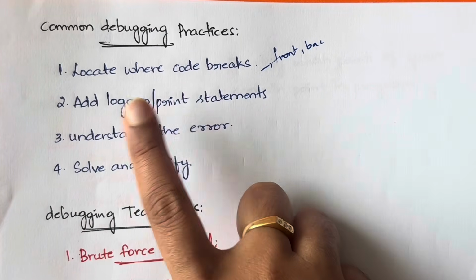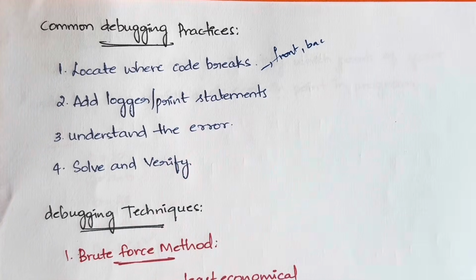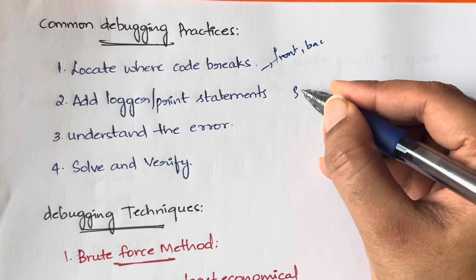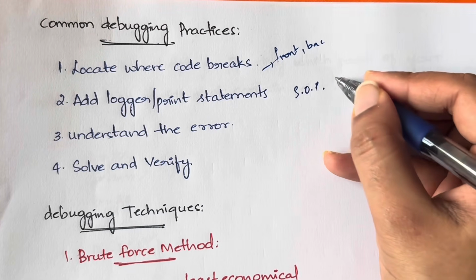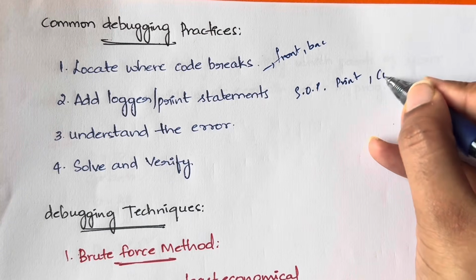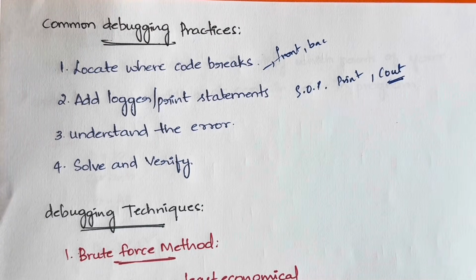Okay, then you should add logger or print statements. Print statements, you already know, right? In Java you'll have System.out.println. In Python you'll have print, and in C++ I think we'll have cout. So these are the print statements.